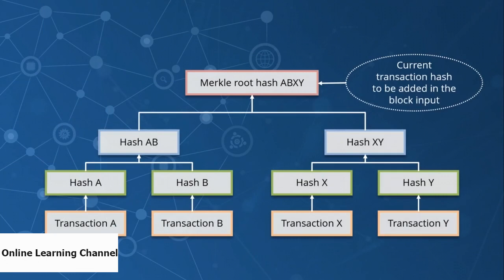So assuming that we have 4 transactions in a block, these are transactions A, B, X, and Y, then this is the Merkle tree representation of those transactions. The leaf nodes at the bottom represent the transaction data itself, and then each of the non-leaf nodes represent the hash of their children. At the very top, there is the root node of this tree structure, and this is known as the Merkle root.